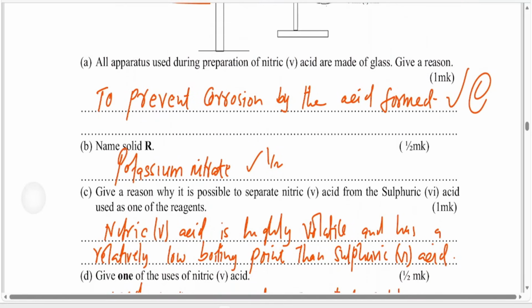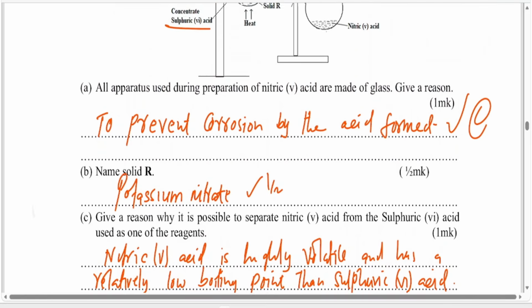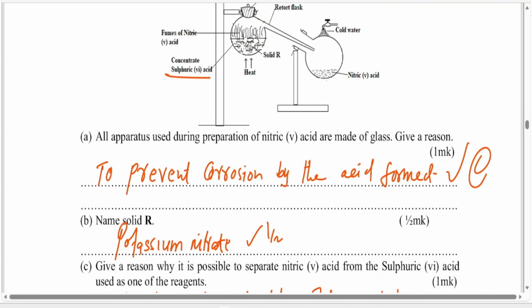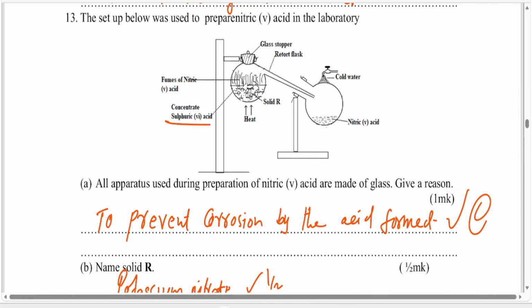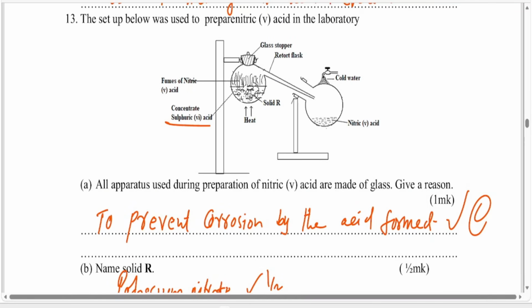You may be asked to explain why the acid collected or prepared is yellow in color, and this is because of the presence of dissolved nitrogen oxide that is also due to the decomposition of nitric (V) acid. You may also be told to explain why the fumes are brown. The fumes of nitric (V) acid are always red-brown in color. And this is due to the nitrogen oxide that is formed due to thermal decomposition again of nitric (V) acid.